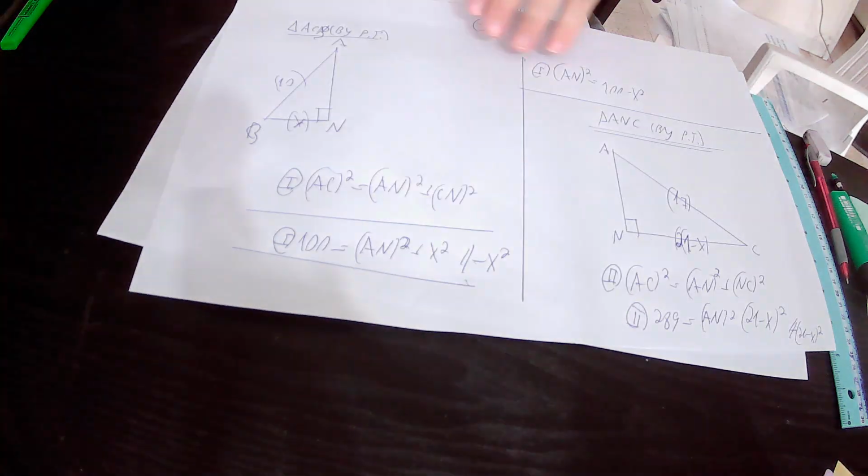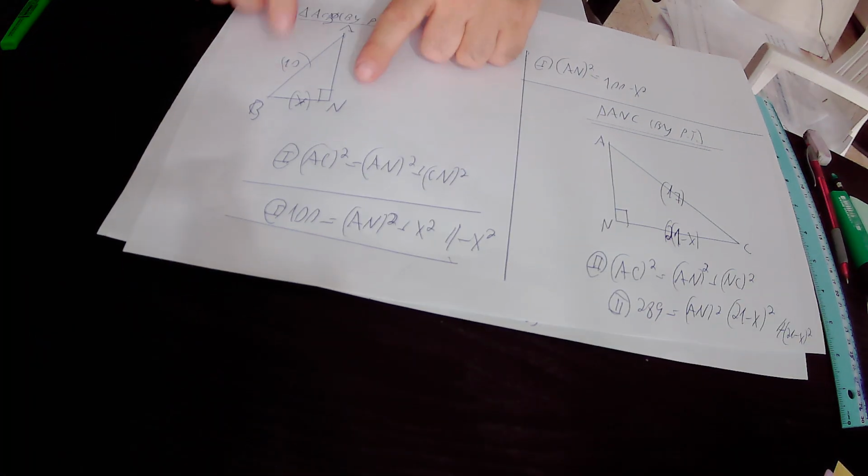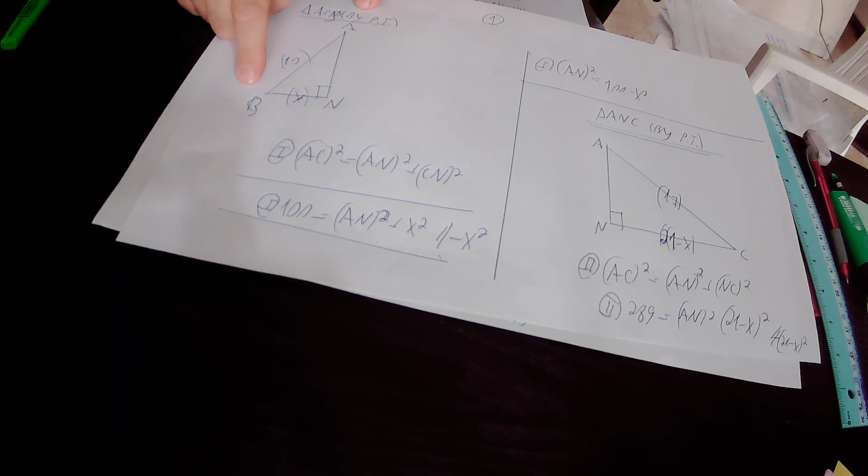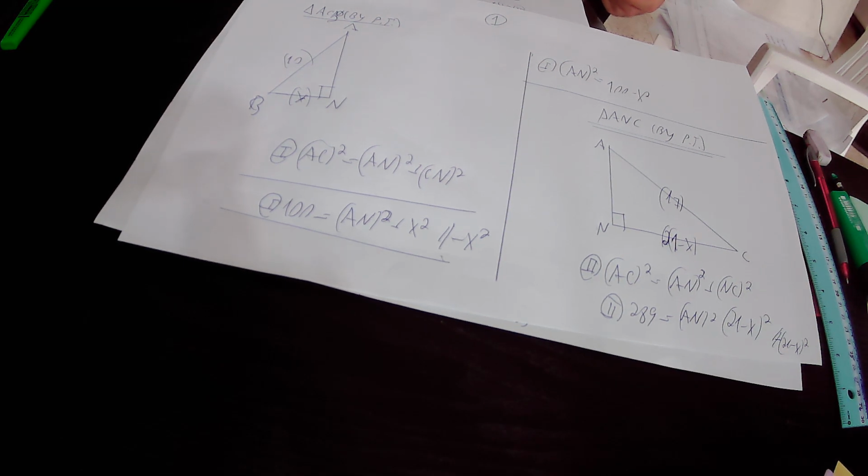And in the next step, I copied this right triangle ABN onto a new page, and we implemented the Pythagoras theorem on this right triangle ABN. So this is the right triangle ABN that I copied from the original drawing. BN equals X according to our definition. The hypotenuse AB equals 10 units according to what is given in the question.